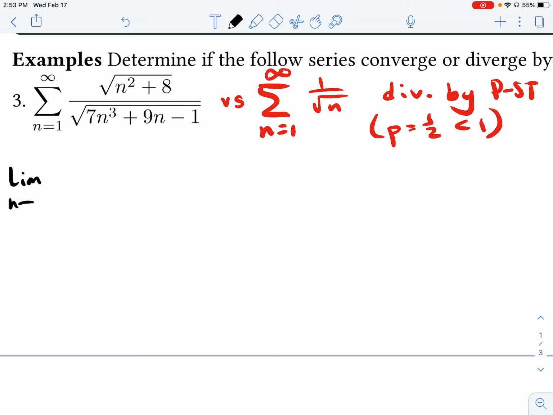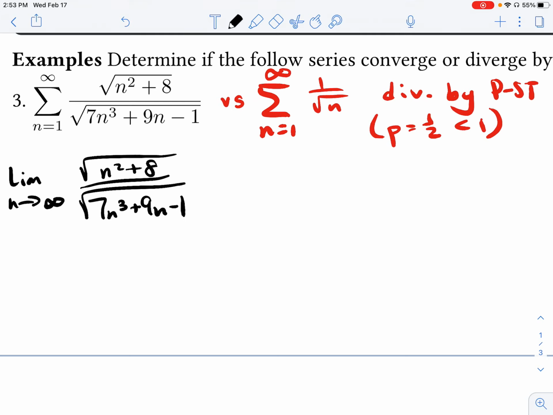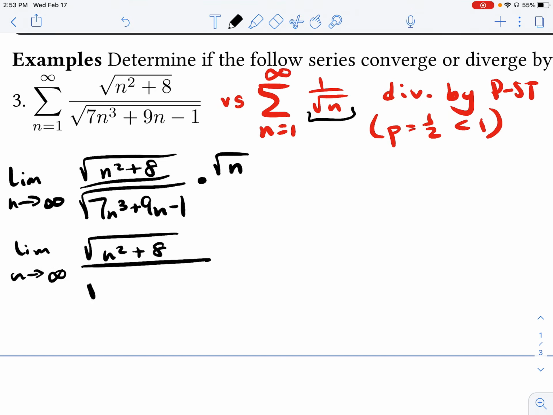So the limit as n approaches infinity, and I'm going to write my original series here, or my a sub n, I should say. And again, I'm going to divide it by 1 over root n, which means to multiply it by its reciprocal. So let me rewrite that. The limit as n approaches infinity of... And if I multiply this by n, let's just go ahead and distribute that now. That means n squared times n is n cubed. 8 times n is just 8n, all down in the radical.